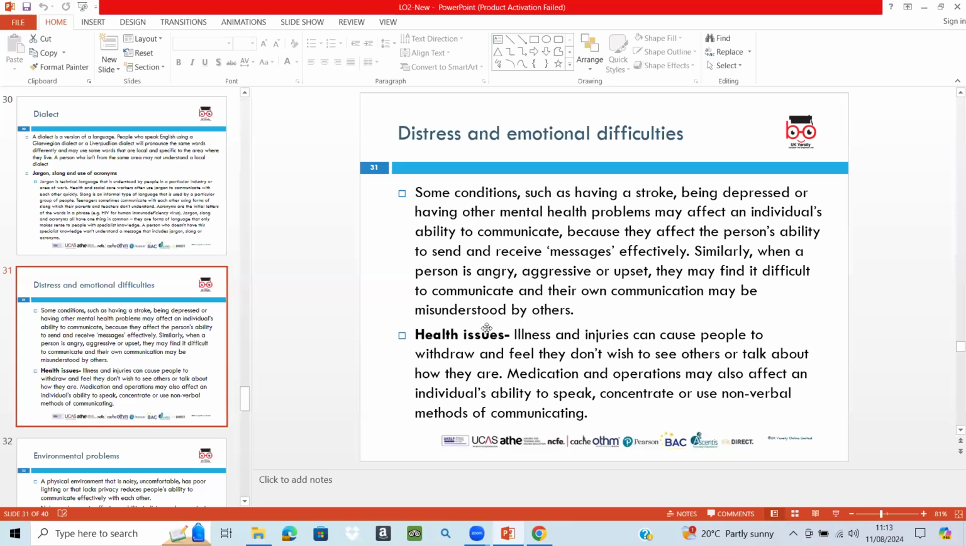For example, if we are working in a care home and a service user is distressed and facing emotional difficulties, then we can go to them at another suitable time when their mood is good. Then we can explain things better to them.